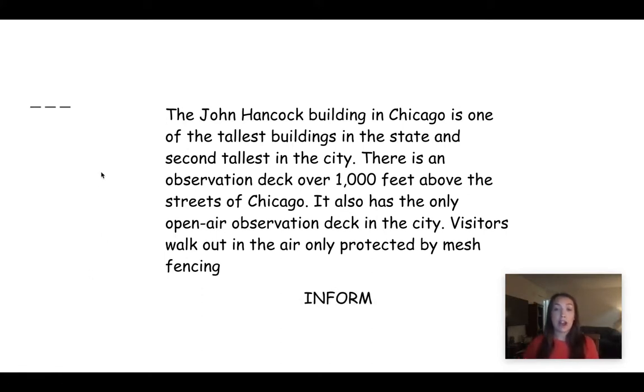So this paragraph's author's purpose is to inform. We know that because there are some facts that the author gives us. They say that the John Hancock Building in Chicago is one of the tallest buildings in the state and the second tallest in the city. So listing some of those facts throughout the paragraph shows that the author's purpose is to inform.